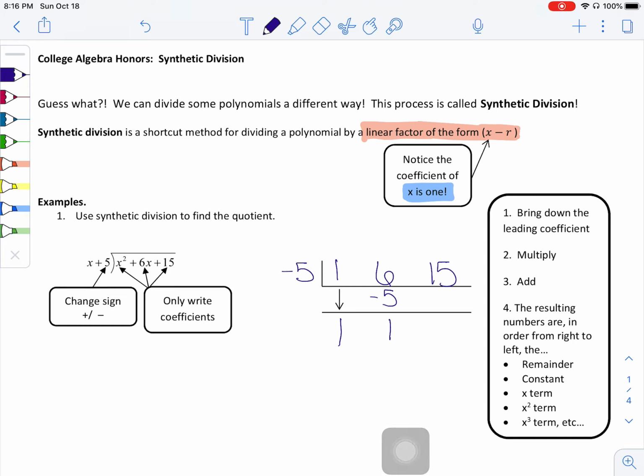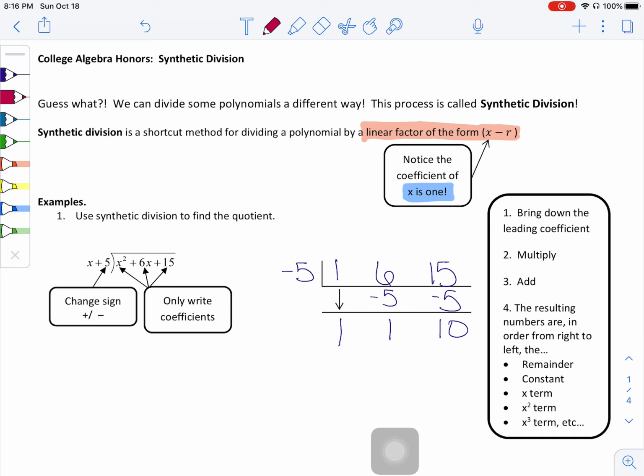And now you start again. Multiply, add, multiply, add. So we're going to multiply negative 5 times 1, and we get another negative 5 here. And then we're going to add vertically. So 15 plus negative 5 is 10. Okay, your answer is not 1,110. So don't just group it all up and call it done.